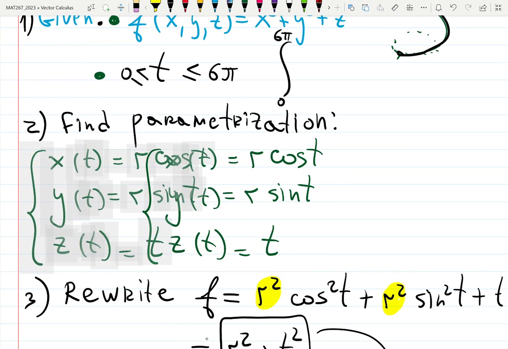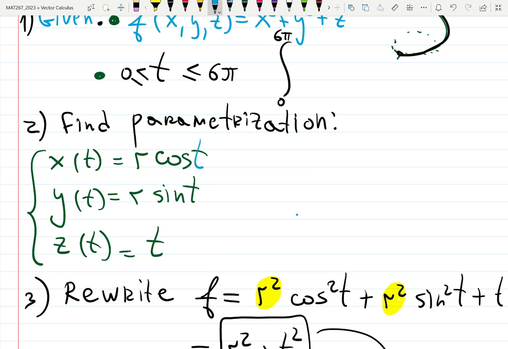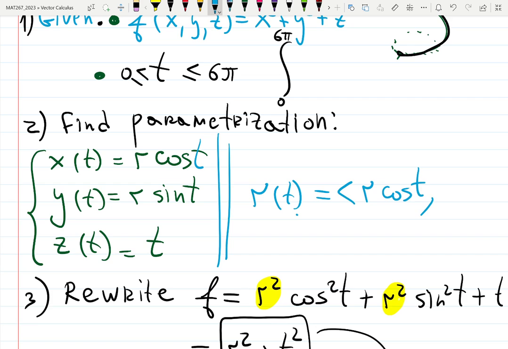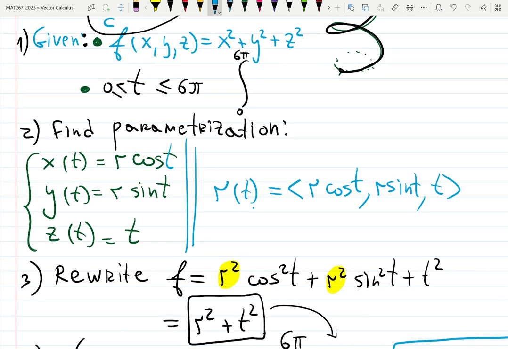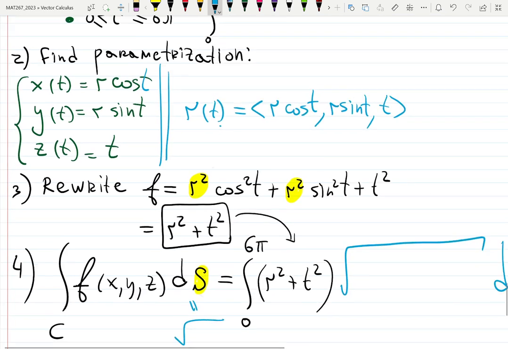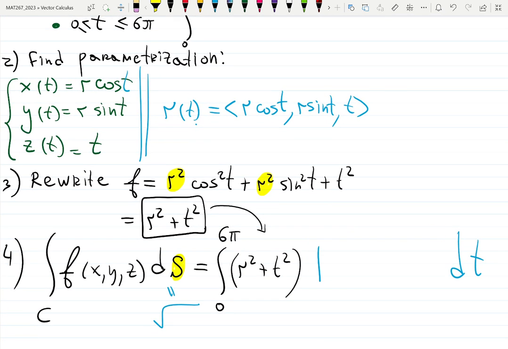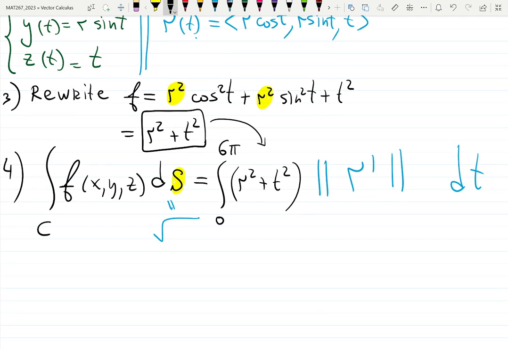So I'm going to move it to the left. I'm going to write down that this is what r of t looks like. It's a vector. And it consists of r cosine t, r sine t, and t. So when you build this parameterization, you're building a vector r. And the formula has the length of r prime, or the square root of derivative squared plus derivative squared plus derivative squared. Let's find the derivatives. Integral from 0 to 6 pi, r squared plus t squared.